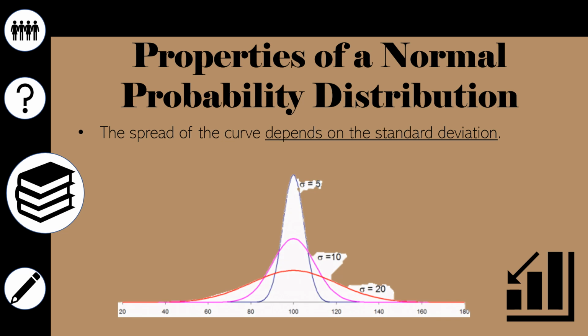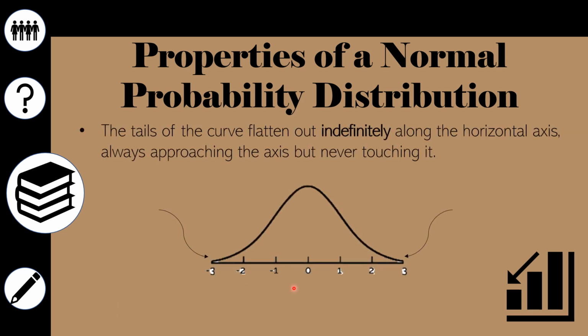Now, the tails of the curve, which are here at the end, will flatten out indefinitely along the horizontal axis, always approaching the axis but never touching it. This means that the ends of the curve will always try to touch the axis, infinitely approaching it, but never being able to reach it, never being able to touch it. That means it will go on forever.